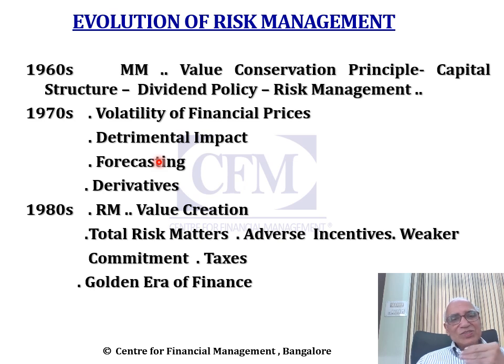In order to address the concerns of business firms, the financial services industry promoted derivative products such as forwards, futures, swaps, and options as a solution to the risk management needs of corporates. In the 1980s, the academia also realized the importance of risk management and its contribution to value creation. It was recognized that the total risk of a firm mattered because if a firm was highly risky, it could cause adverse incentives for managers and diminish commitments of various stakeholders. Also, it could lead to higher tax payment overall over a period of time. The emergence of derivatives triggered the golden era of finance.